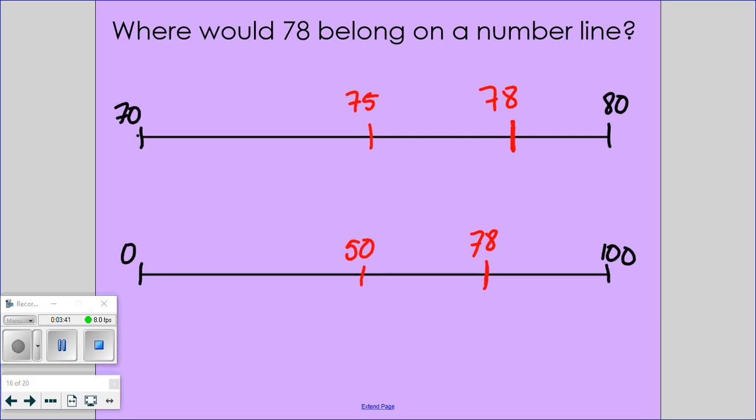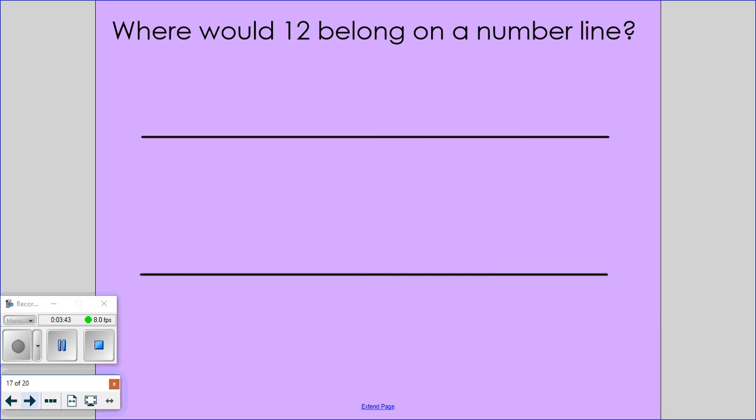Yes. Alright, we're going to do another one. Where would 12 belong? First number line, I want 0 to 10. Wait, 10, but then what? Oh, sorry, that was not right. That was not what I meant. I meant 10 to 20. And then my second number line, I want 0 to 100. Alright, first things first, gotta find my middle.